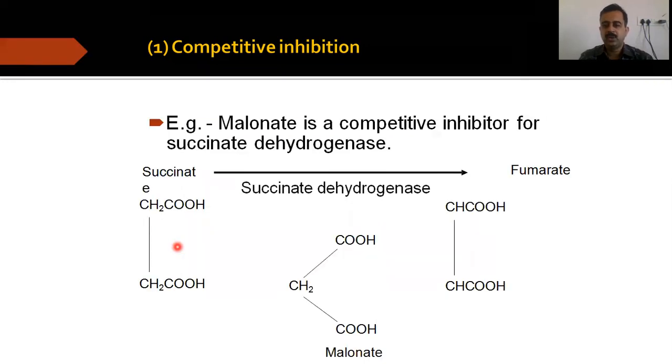For example, malonate is a competitive inhibitor for succinate dehydrogenase. Succinate dehydrogenase actually works to form fumarate. But if we put an inhibitor over there, malonate is an inhibitor to this formation of fumarate. It blocks the succinate dehydrogenase and ultimately succinate is not converted into fumarate.